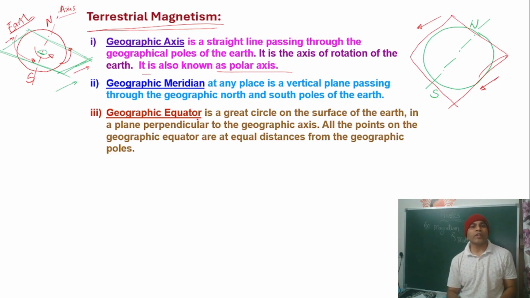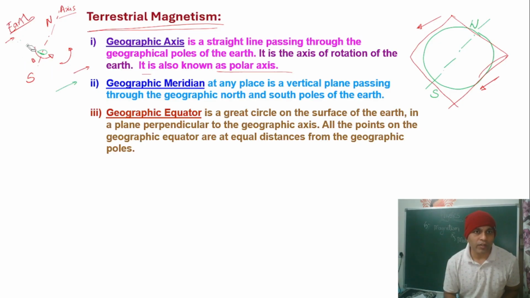So the geographic equator is a great circle on the surface of the Earth on a plane perpendicular to the geographic axis. All the points on the geographic equator are at an equal distance from the geographic poles. So obviously, if we are talking about the geographic meridian, then this one is not.